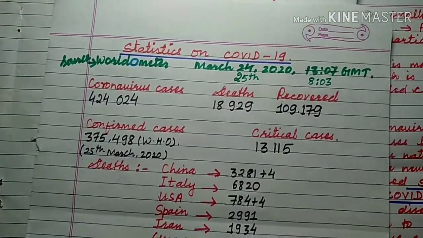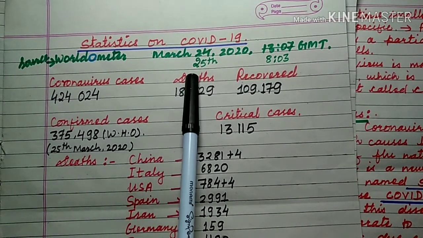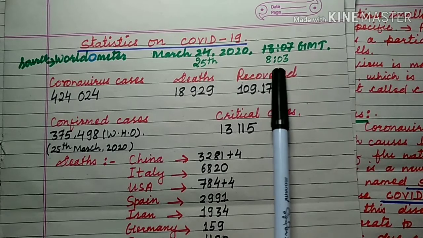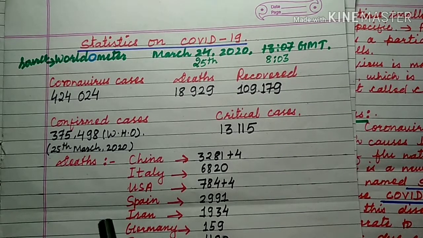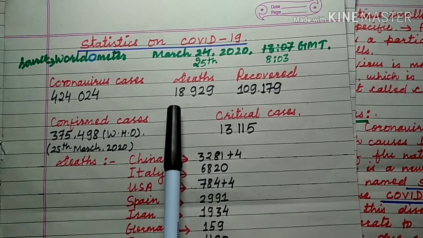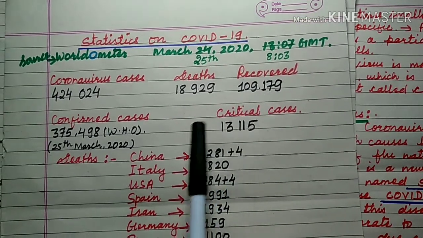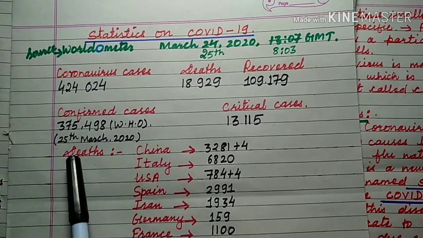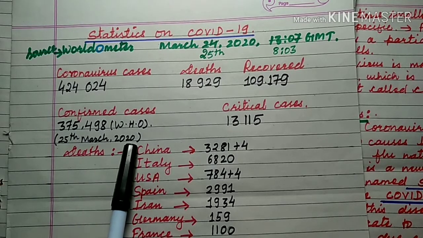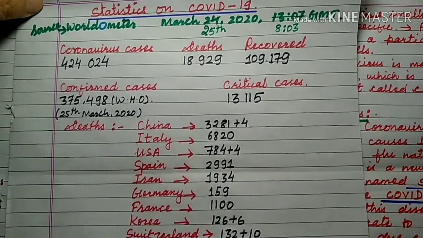And here are statistics on COVID-19, source Worldometer, recorded on March 25th, 2020, 8:03 GMT time. Coronavirus cases in total: 4,24,024. Deaths: 18,929. Recovered: 1,09,179. Confirmed cases according to WHO: 3,75,498 on March 25th, 2020. Critical cases: 13,115.